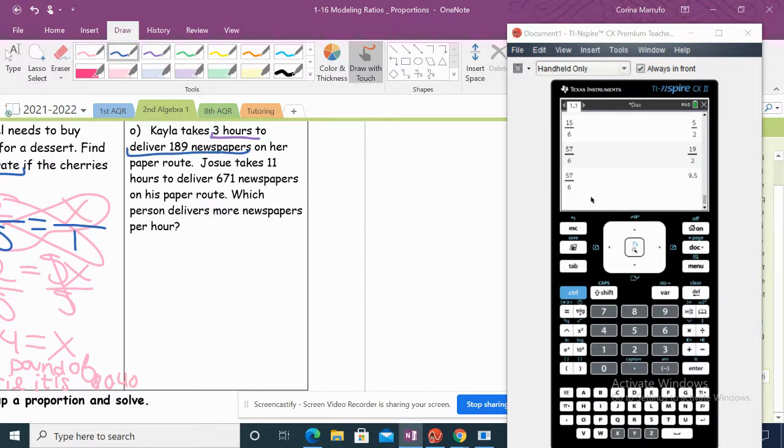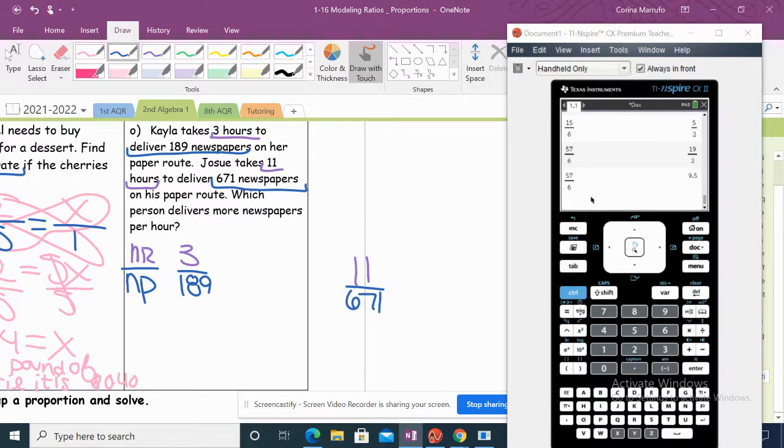Okay, so it doesn't matter which one you put on top, as long as you make sure that if you put hours on top, then when you do Josue, the 11 also needs to be on top. So when I put 3 here, and I'm solving, then when I do this one, I'm going to put 11 here and I'm going to solve. Okay, and then here we have 189 newspapers. I'm going to put NP for newspapers. Okay. So Kayla is able to deliver 189 newspapers, and Josue is able to deliver 671.